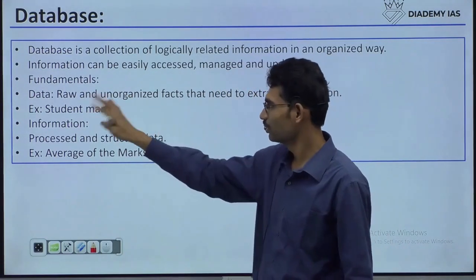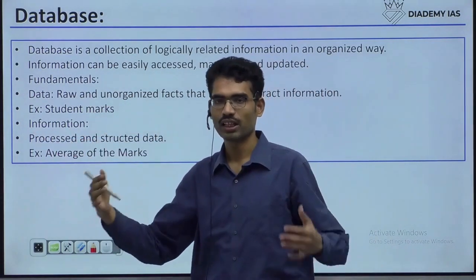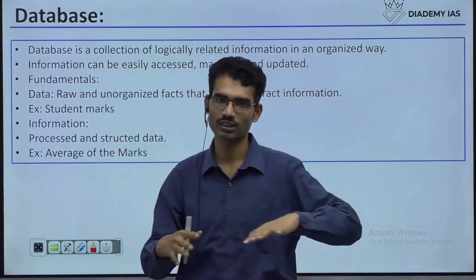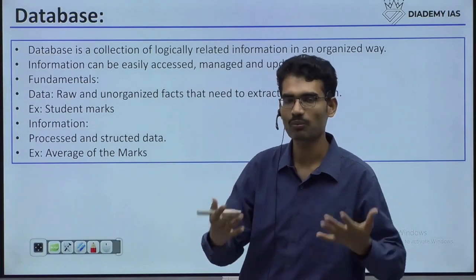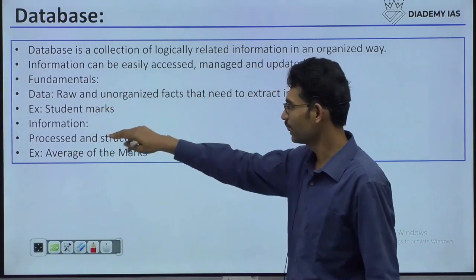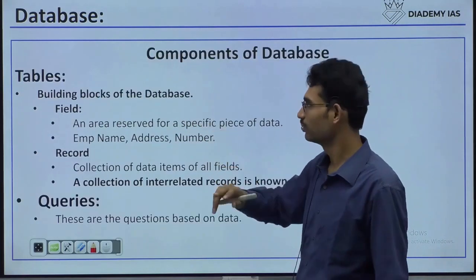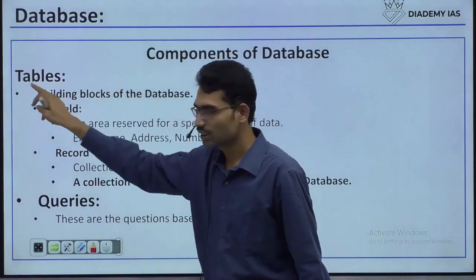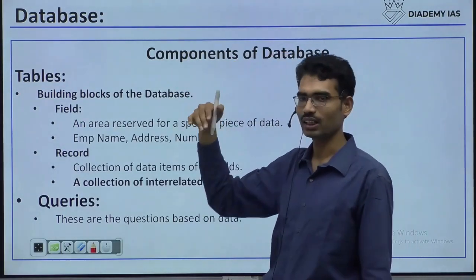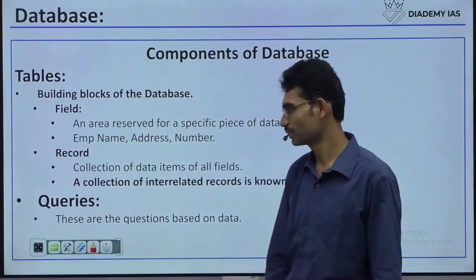That is raw data. When it comes to information, if you average it, how much average score a student is getting in all the subjects, or what is the total score you got, that is information we get. But basic data is raw data. These are the terms which are associated with database. They are called components of database.